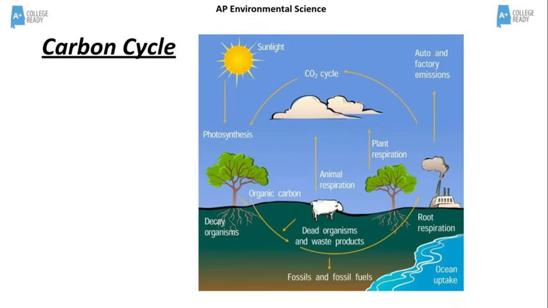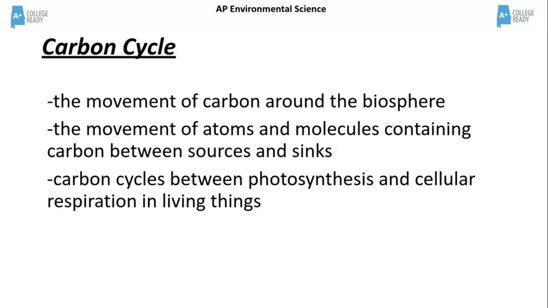We begin with the carbon cycle. In the diagram, we see carbon in the form of CO2, carbon dioxide in the atmosphere, and organic carbon in living things. There are many processes that exchange carbon in nature. The carbon cycle describes the movement of carbon in the form of atoms and molecules between sources and sinks.